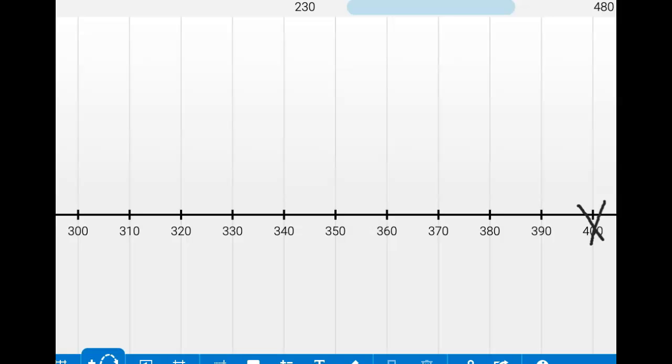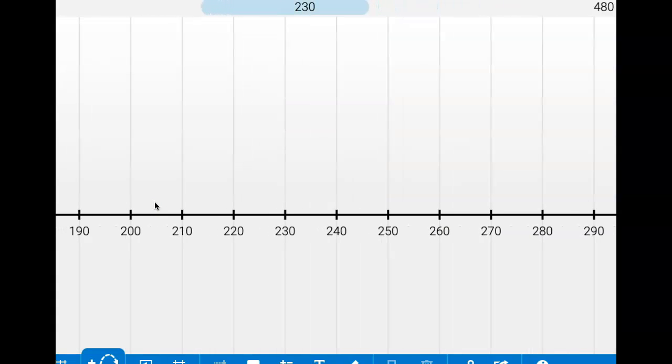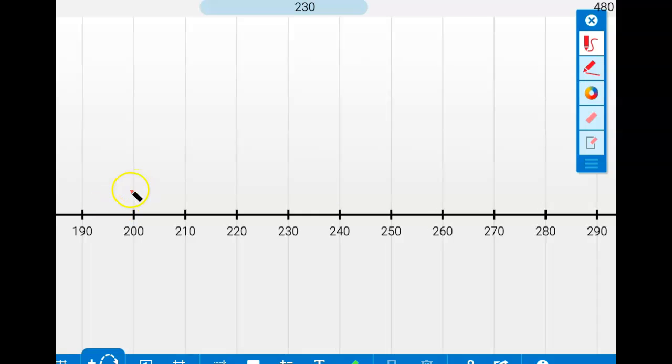Now my first clue was that my number was greater than 200. So I'm going to go all the way down to 200. And I'm going to put a little arrow there to help me know that that's where I'm looking to know that my number is going to be greater than 200.